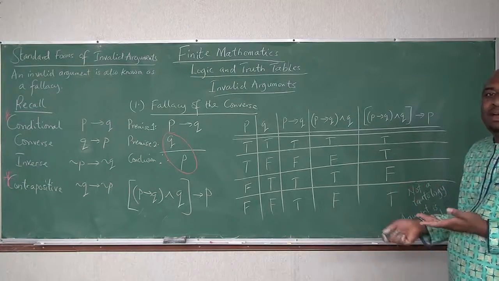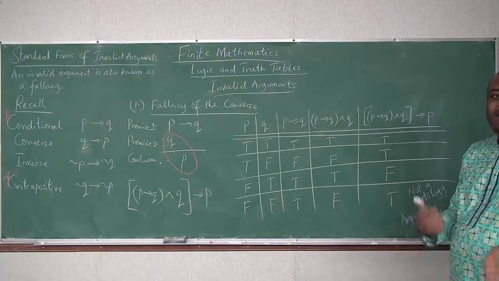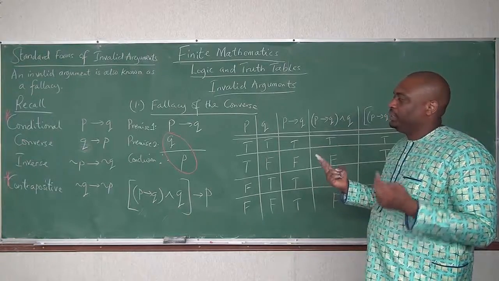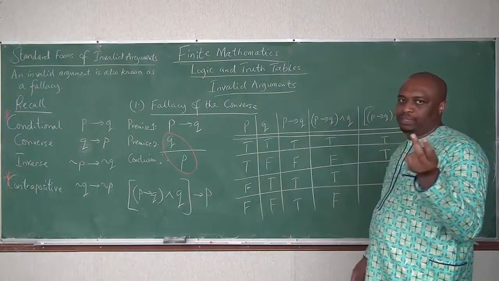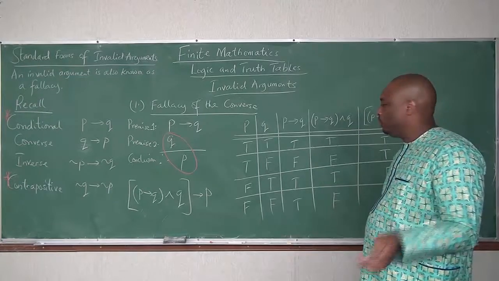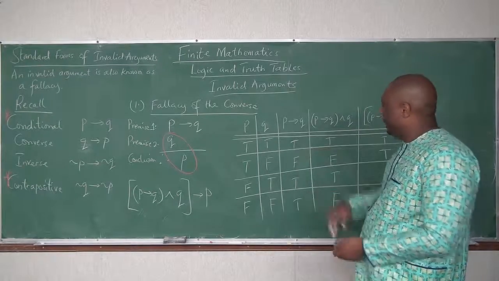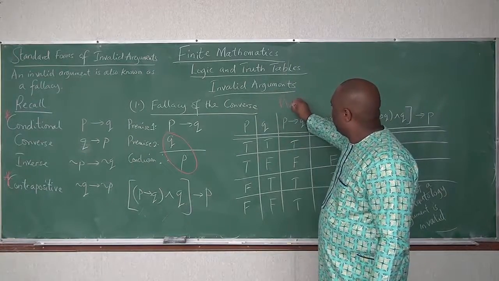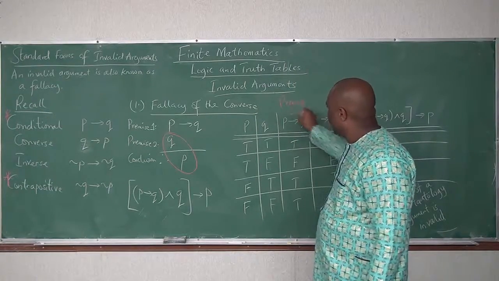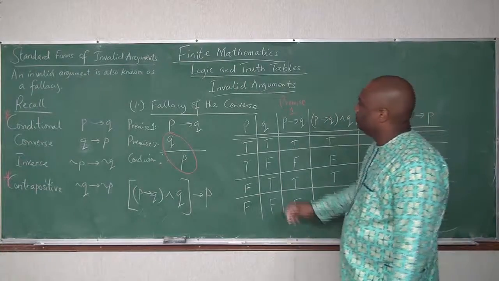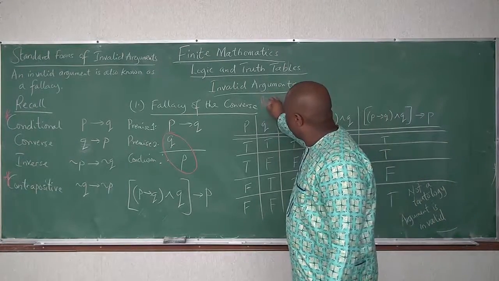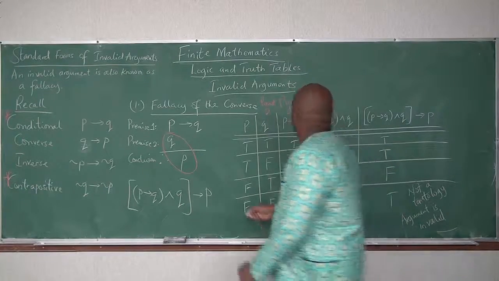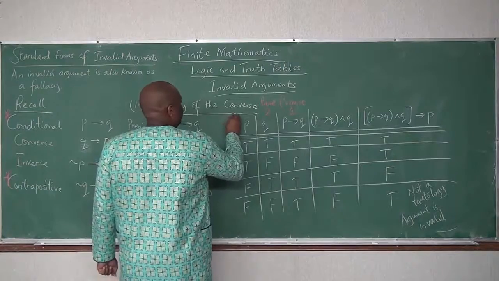Now let us use the second method to verify the invalidity. With the second method, we check premise 1, premise 2, and the conclusion. That is all we need. So I am going to write premise 1 here. This is premise 1. And then I will write premise 2. This is premise 2 here. And then this is my conclusion here.